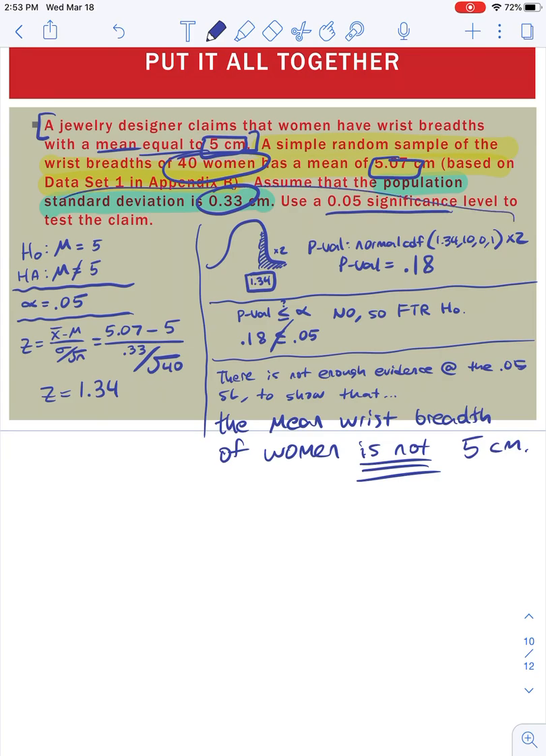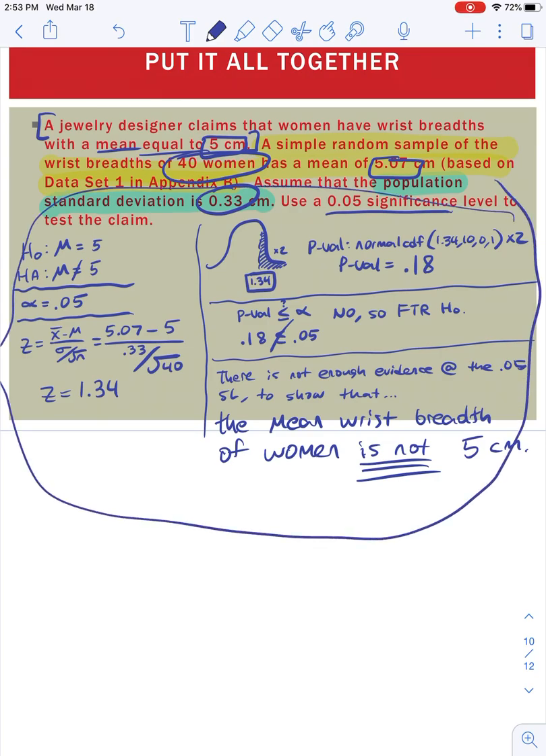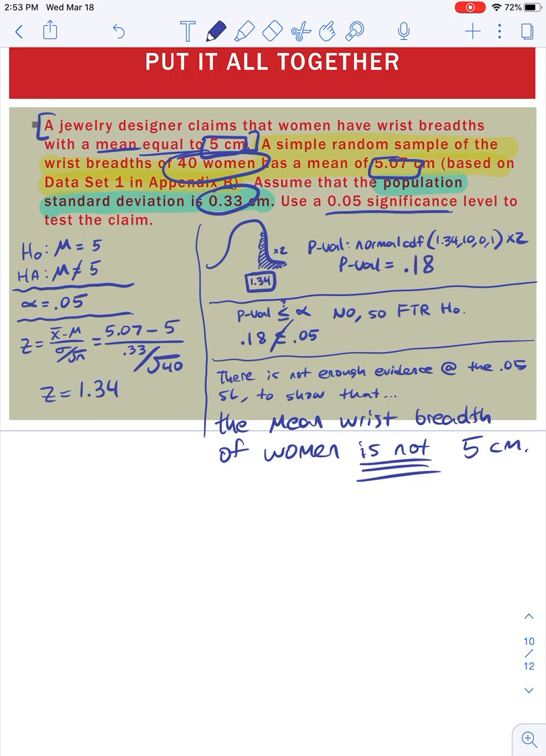So there's a big problem, but this is one hypothesis testing problem. This is everything put together, and this is what your homework and tests are going to look like.